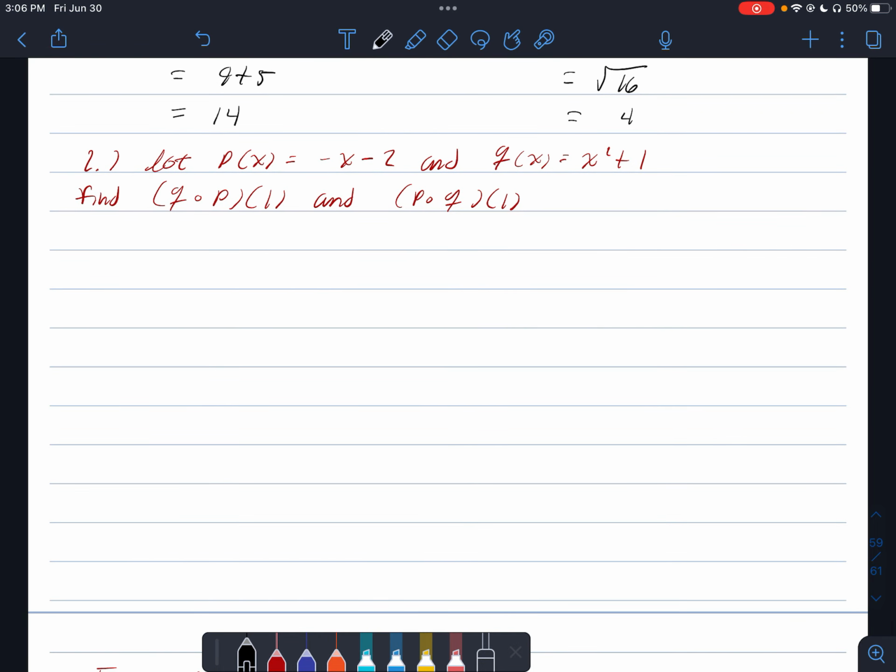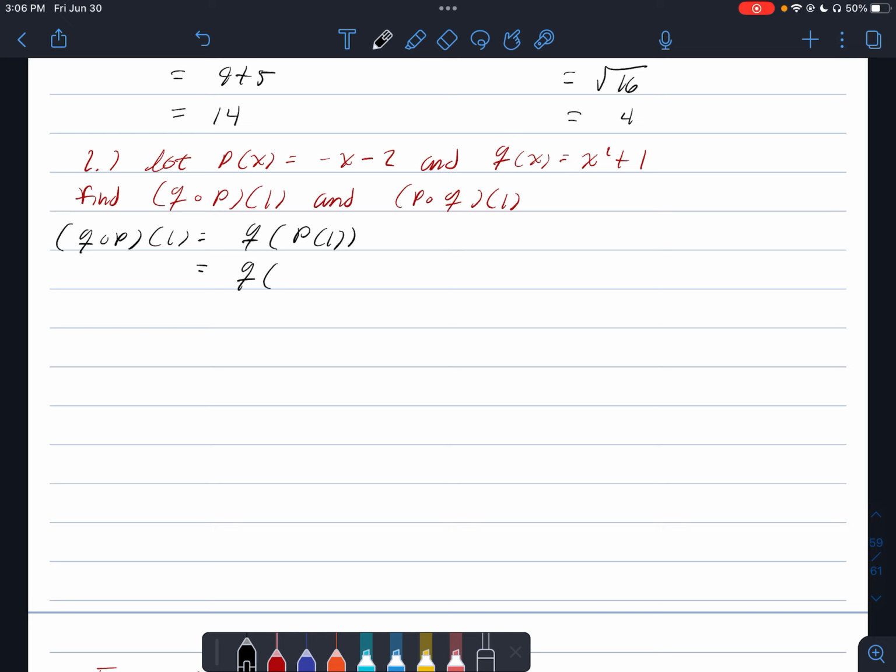Let's let p of x equal negative x minus 2, and let's let q of x equal x squared plus 1. And now we want to find q of p of 1 and p of q of 1. So let's do q of p of 1. So q of p of 1 is the same thing as q of p of 1, written a little more explicitly.